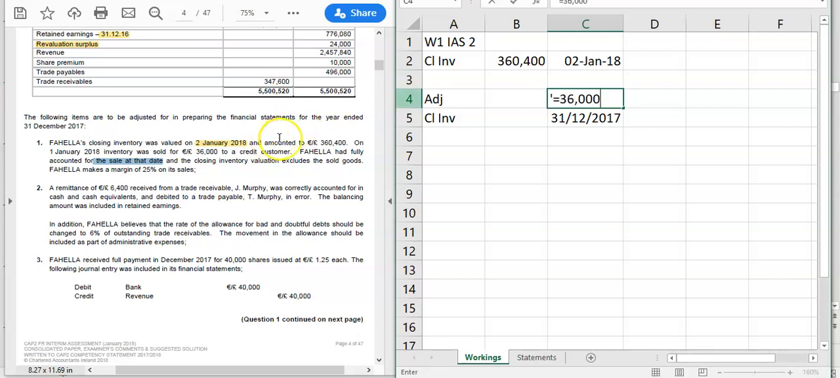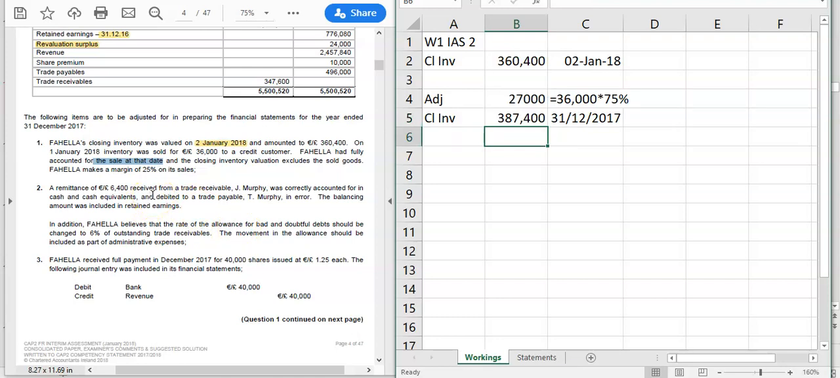And be careful of margin and markup. They earned a margin of 25%. That means the cost was 75%. Margin as a percentage of profit. So they earned a quarter profit, and that means 36 times 3 over 4 is 27,000. So your closing inventory at the year end is 387,400.